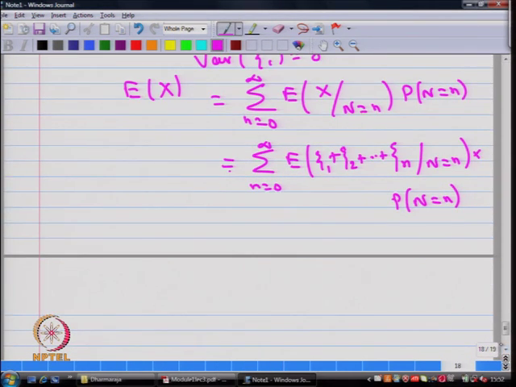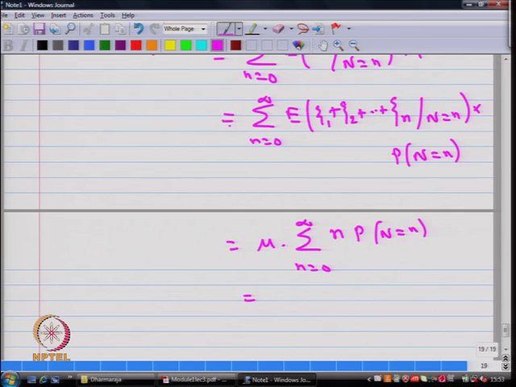That is same as, you know that the expectation of psi a is our mu, therefore, mu can be taken out, then summation n is equal to 0 to infinity n times the probability of capital N takes a value small n, that is same as mu and the expectation of the random variable capital N, that is also mu, therefore, it is mu into mu, that is equal to mu square.